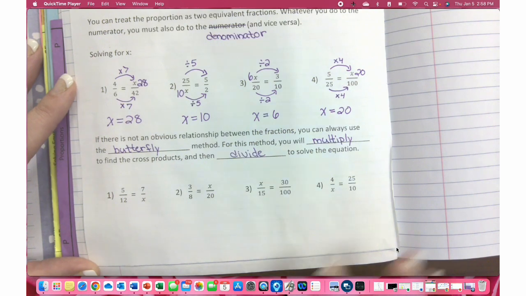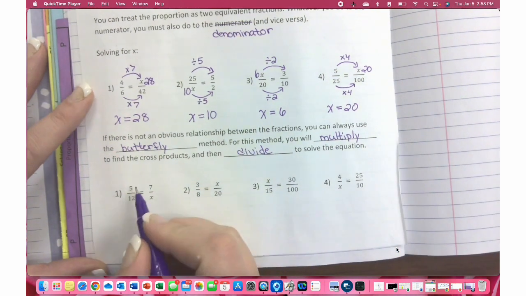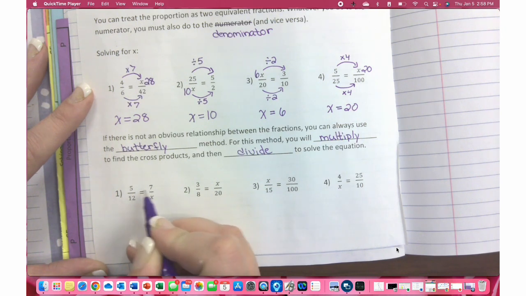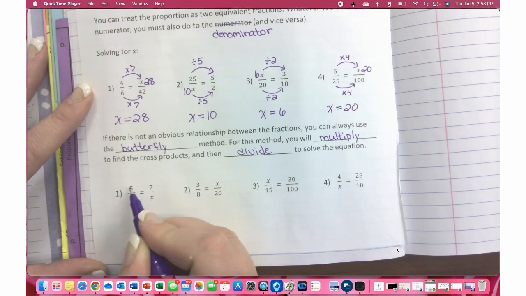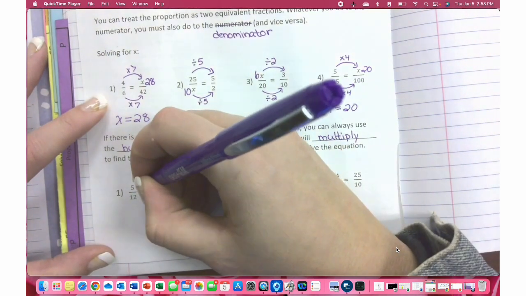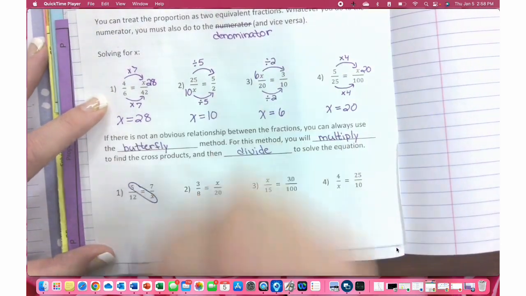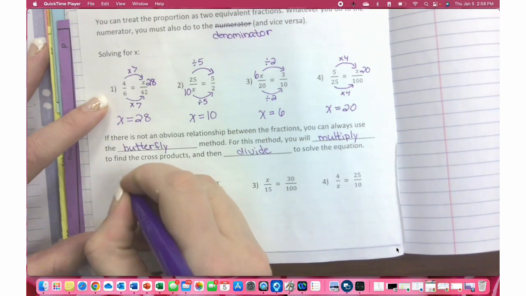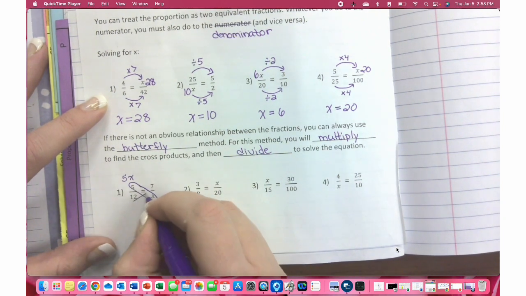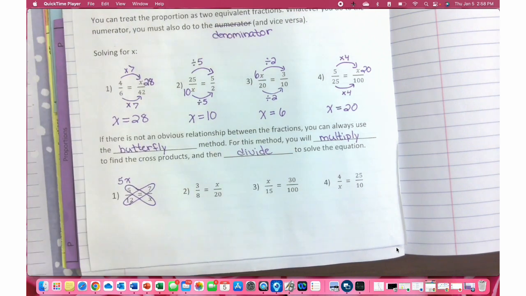So in number 1, I have 5/12 is equal to 7 over x. Again, there's no clear way to turn a 5 into a 7. 7 is not a multiple of 5. So I can't just multiply 5 times something. So this is where I'm going to cross multiply. I'm going to multiply x times 5, which I would just write as 5x. And then I would multiply 12 times 7.